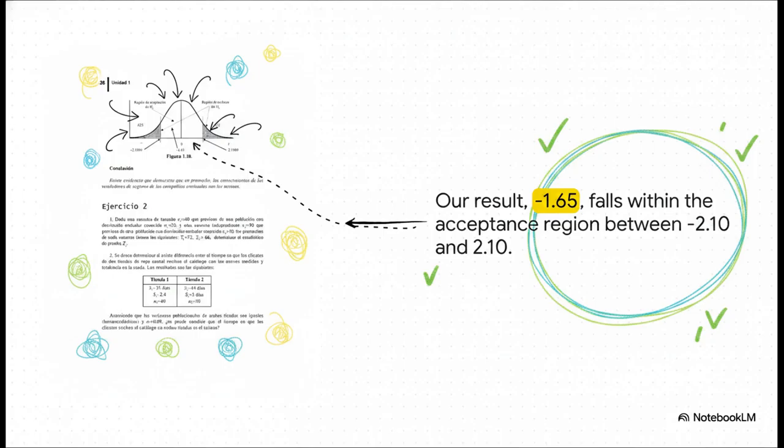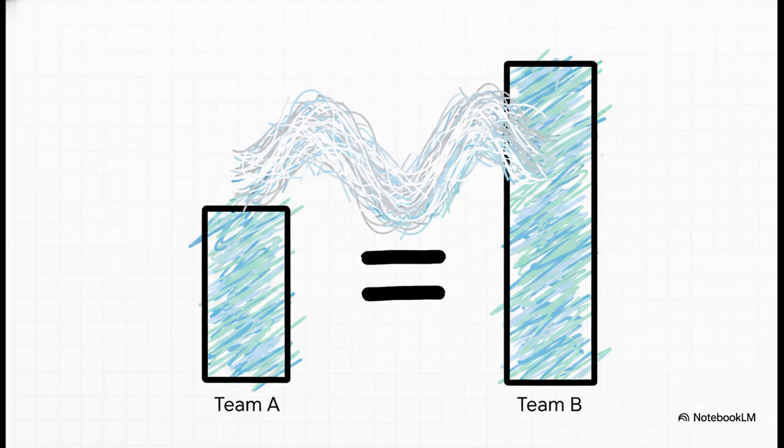Our result was -1.65, so it falls comfortably right there between those lines, smack in the middle of the acceptance region. So what does this mean for you, the manager? Well, even though Company 2's scores looked higher on paper, the difference isn't statistically significant. That's just a fancy way of saying we can't be sure it's a real difference. It could just be random noise in the data. So based on this test, we can't conclude that one team is actually more knowledgeable than the other.